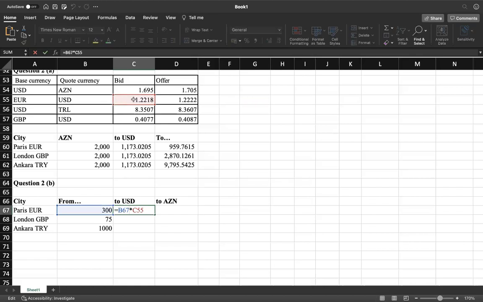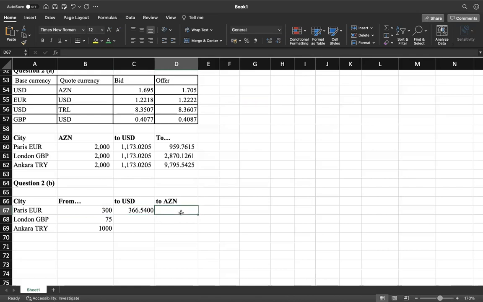Therefore, I used bid rate of euro because I am selling my euro at bid rate to USD, and I have got 366 and etc. USD. Then I am converting to ASEAN.